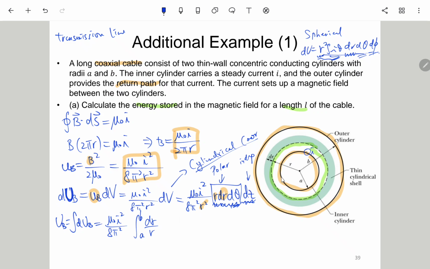Okay, because we need to integrate the B field between the inner and outer cable, or the outer layer. Okay, so this is the dr part, and then for the dθ and dz. Okay, so for the dθ part, it should be from 0 to 2 pi because it is a whole circle.